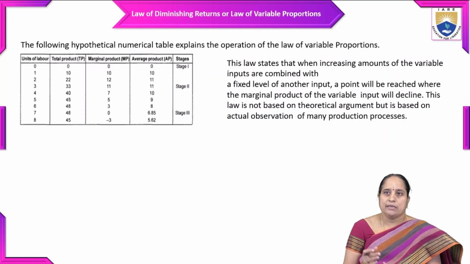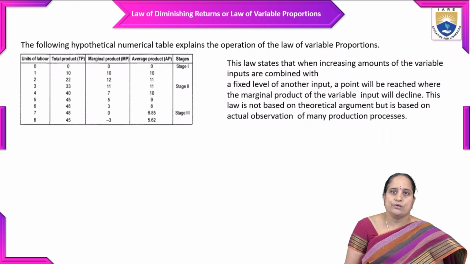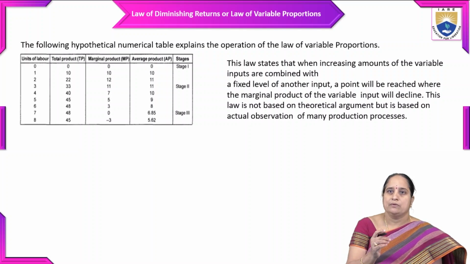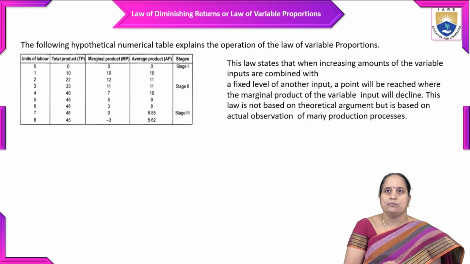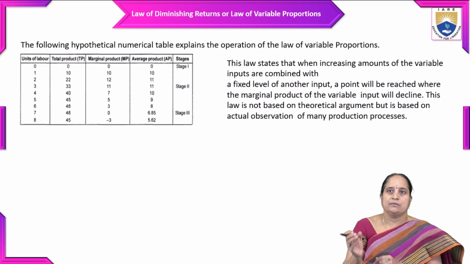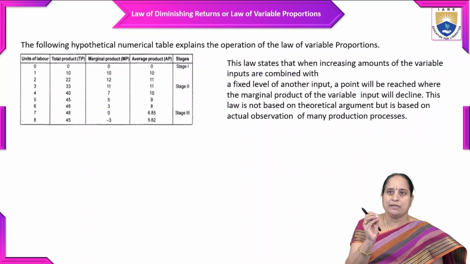The following hypothetical numerical table explains the operation of the law of variable proportions. If you see, at 0 units of labor, the total product is 0, marginal product is 0, average product is also 0. But if you add one unit to the existing units of labor, then the total product becomes 10 units, marginal product 10 divided by 1 remains the same, 10, and average product 10 by 1 will also be 10.